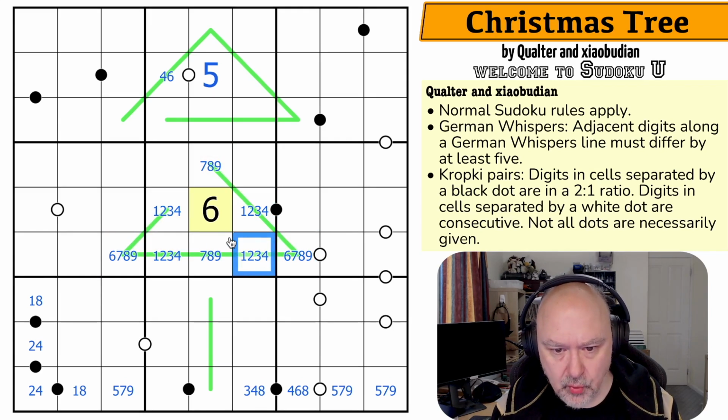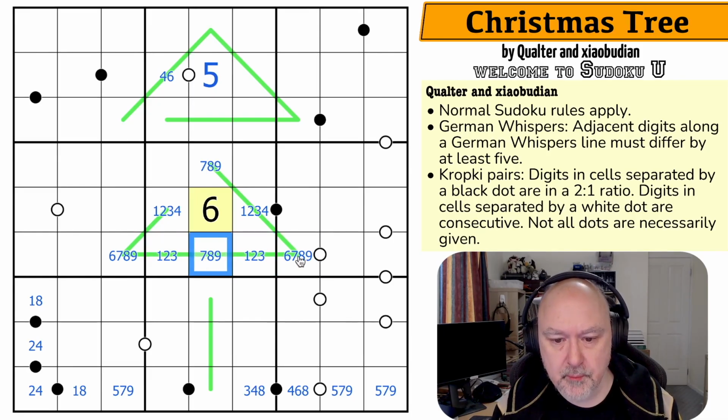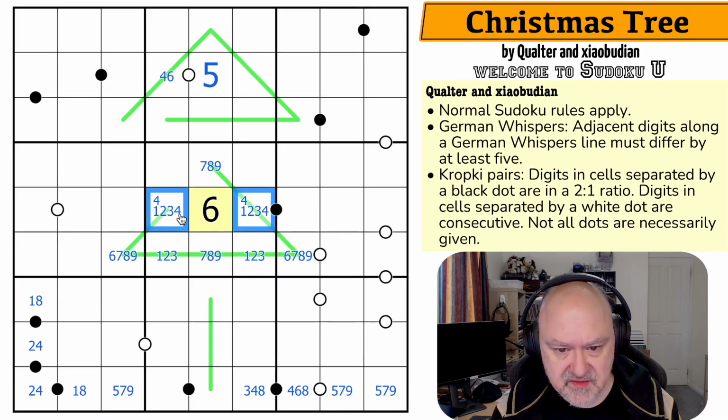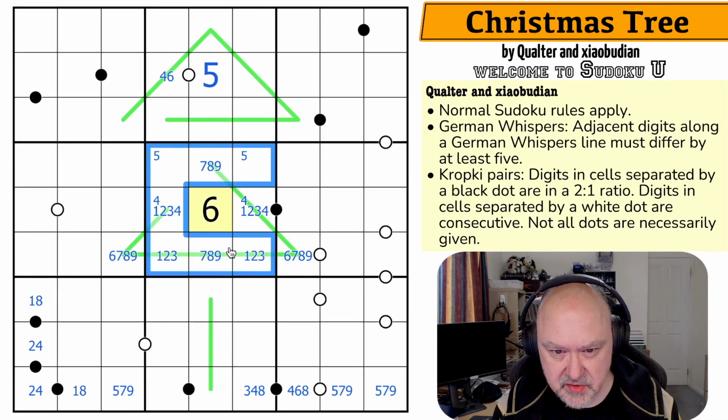Now, I can do more with that because these two can't be 4, because the only digit 5 away from 4 is 9. So if this was 4, both of those would need to be 9. And if this was 4, both of those would need to be 9. And I'd end up putting multiple 9s. So one of those two is 4. 5 is in one of those two. I had that earlier, but I didn't use it.